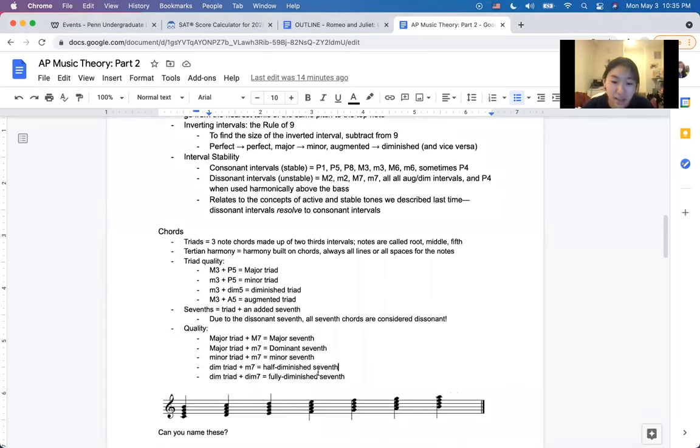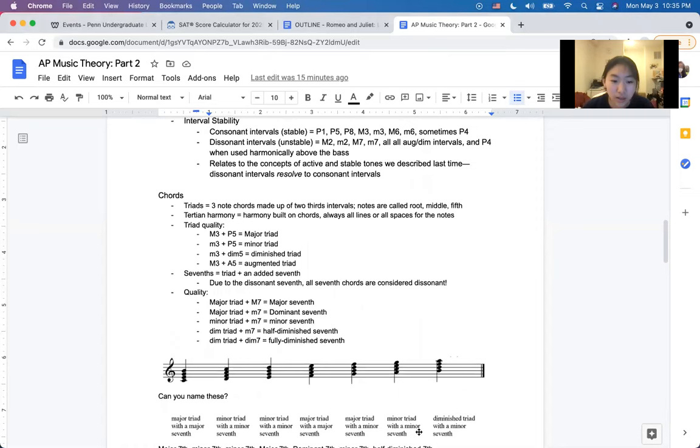So let's do some practice. Can you name these seventh chords? They're all part of a scale, which is in this case C major, but they should be fairly evident based on what we've reviewed just now. Feel free to pause the video here and quiz yourself on these. I'll reveal the answers in a moment.